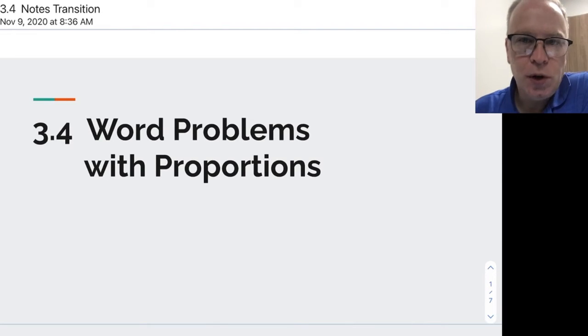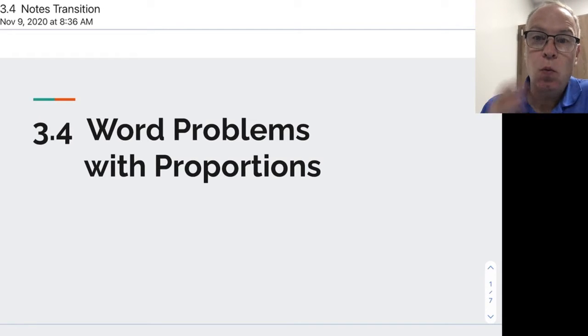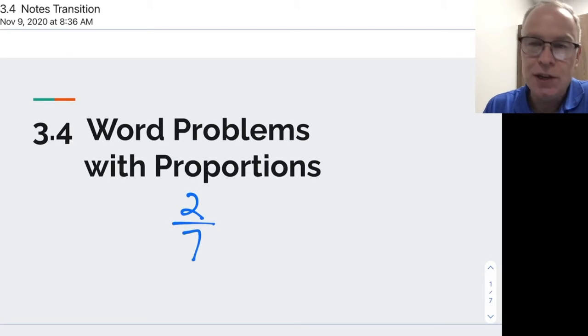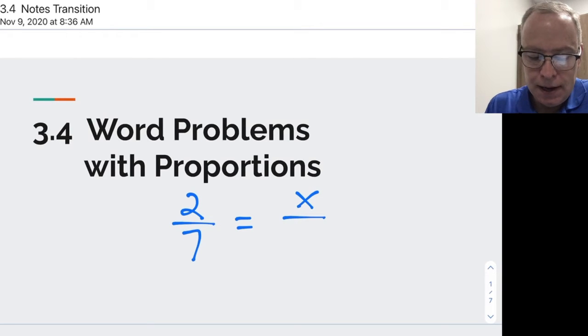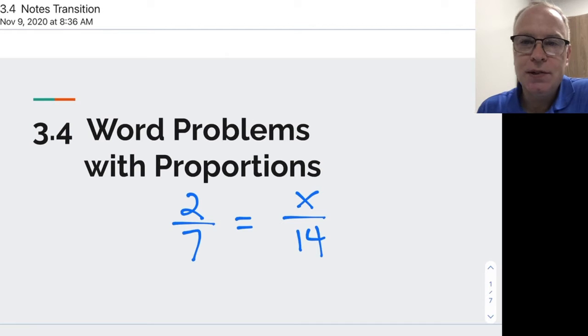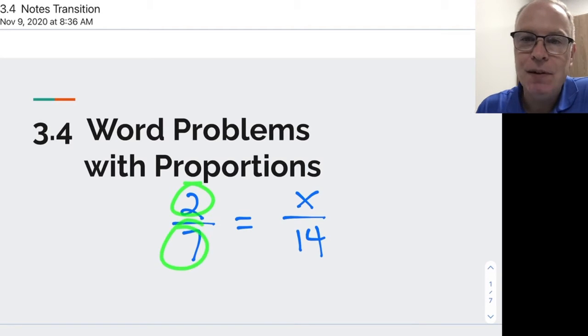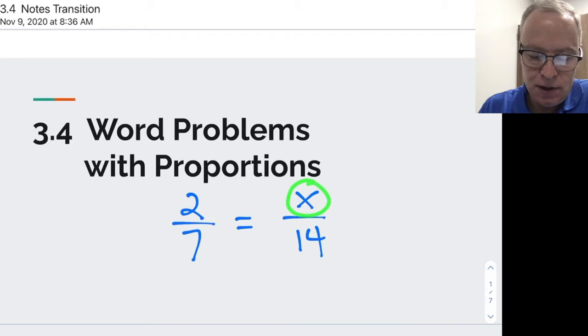Right, hello students. We're going to take a look at working with proportions and how they are used in word problems today. Just a reminder, a proportion is where you have a fraction, like maybe 2/7, and it's set equal to something else, maybe x over, let's say, 14. This is called a proportion. One way to say that is 2 is to 7 as x is to 14.